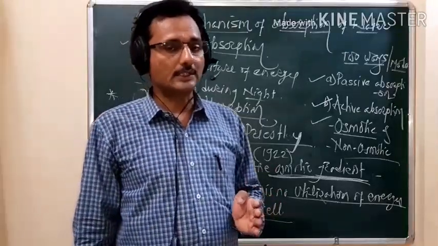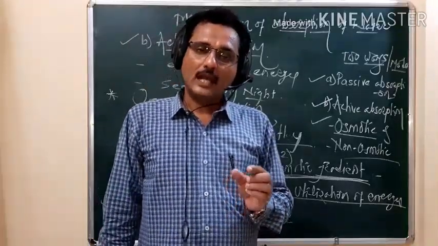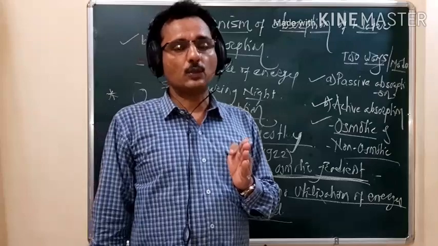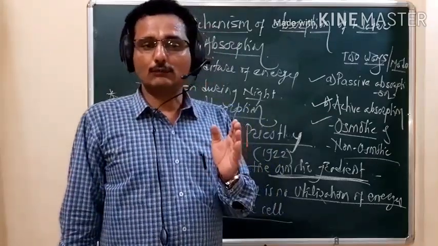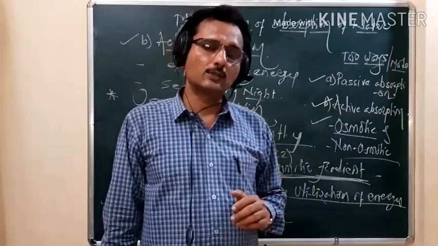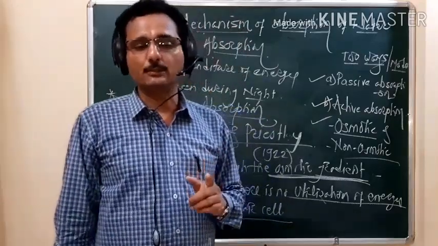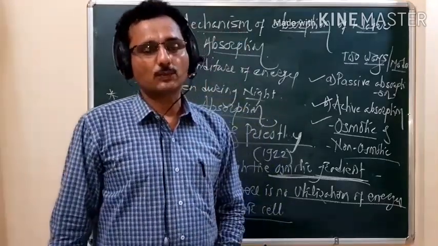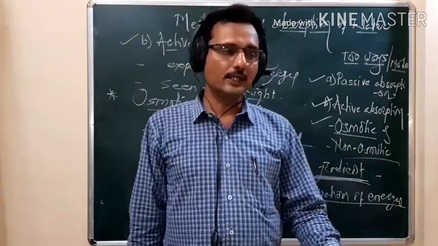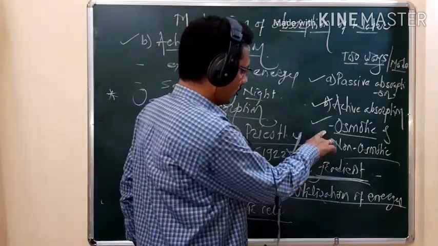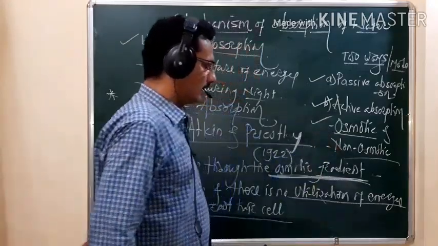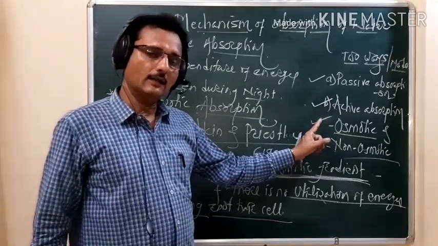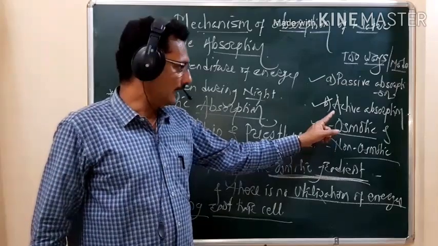So according to scientists Atkin and Priestley, the living activity of the root hair cell is responsible for the transfer of water, and then water pressure is developed. That pressure is called hydrostatic pressure. And remember, according to Atkin and Priestley, that hydrostatic pressure is responsible for the transfer of water toward the aerial portion of the plant body. So this is, student, the osmotic absorption of water, where there is no expenditure of energy, though it is included under the active absorption.